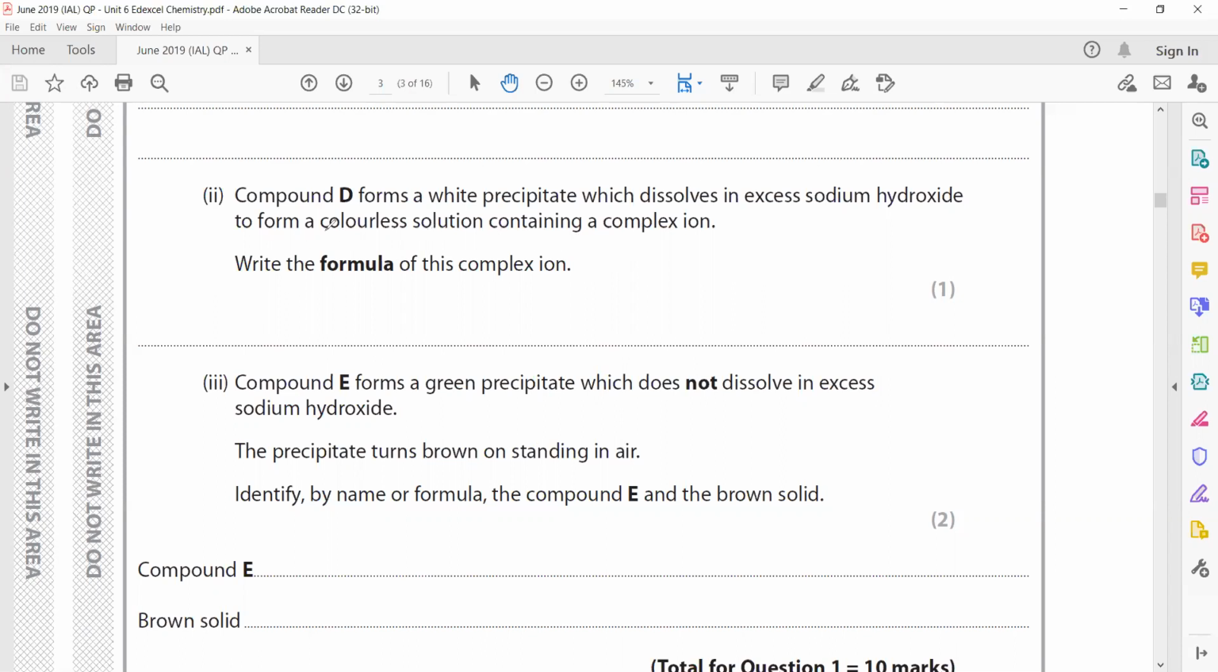Because we have to write a formula in excess of sodium hydroxide to form a colorless solution containing a complex ion. So first, when we add a small amount of sodium hydroxide, zinc reacts with sodium hydroxide and will form zinc hydroxide. That will form a white PPT.